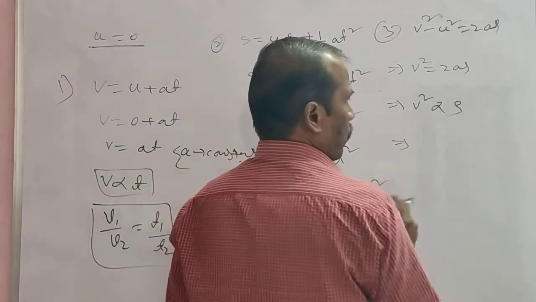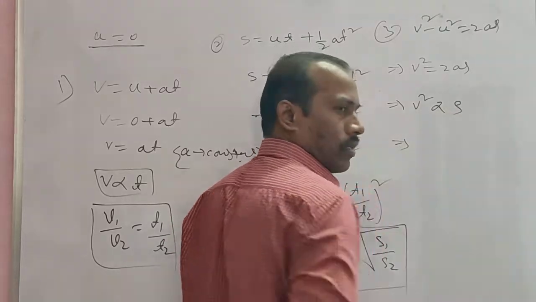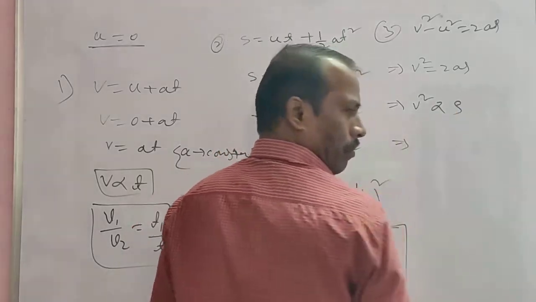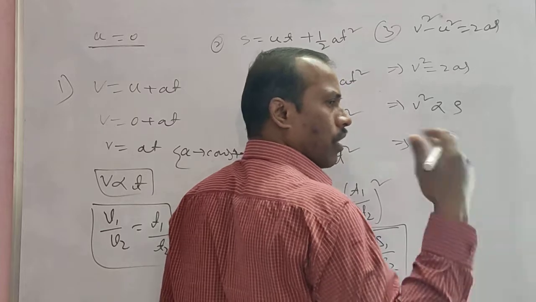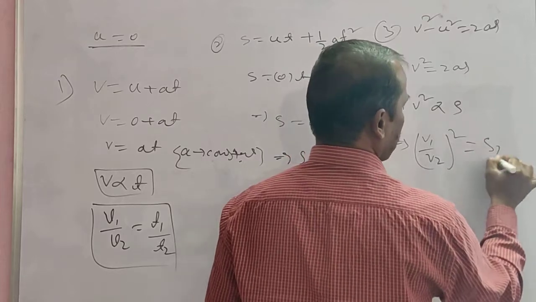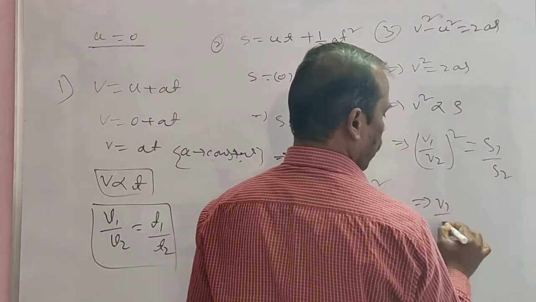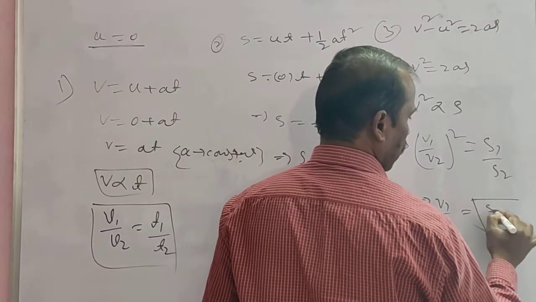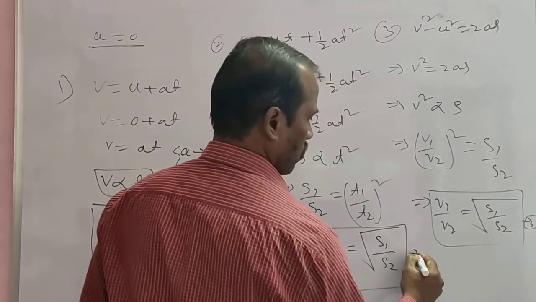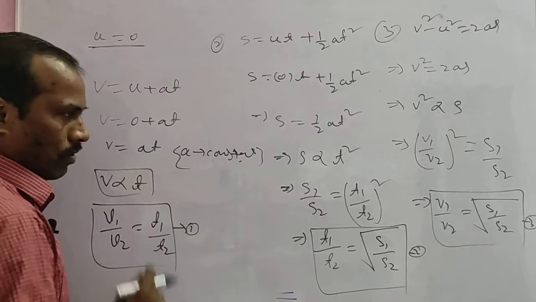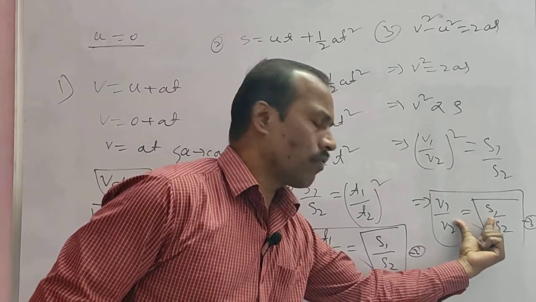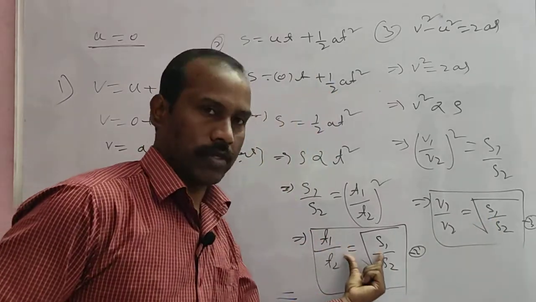Here, this relation is between displacement and velocity. Now here, comparing the two velocities and two displacements: v1 by v2 whole square is equal to s1 by s2, or v1 by v2 is equal to under root of s1 by s2. This is the third equation, this one is the second, and this one is the first. This is the relation between velocity and displacement, and this is the relation between time and displacement.